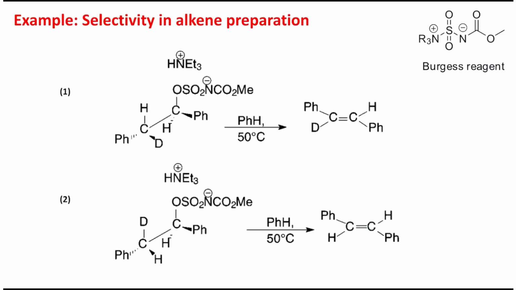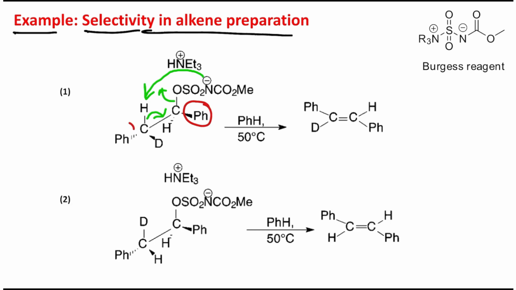Now let's go to some examples. Selectivity for alkene preparation. Sometime before I explained that this is a syn-elimination, so you can expect that it will abstract this proton, it will come, it will go. So in this way it will produce this. Now if you look a little closely, this phenyl and this phenyl are anti, and this hydrogen and this deuterium are anti, so that's why this is the trans derivative.